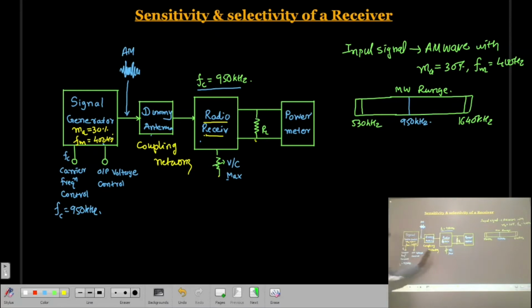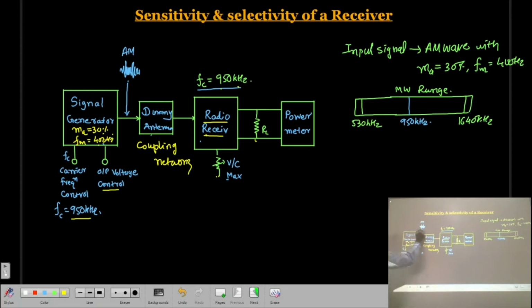So now what we have to do? We set up the signal generator with a modulation index of 30% and a modulating frequency of 400 Hz. My input carrier frequency is 950, and the radio receiver is also tuned for 950 kilohertz. So the radio is going to select the frequency which is coming from the signal generator.